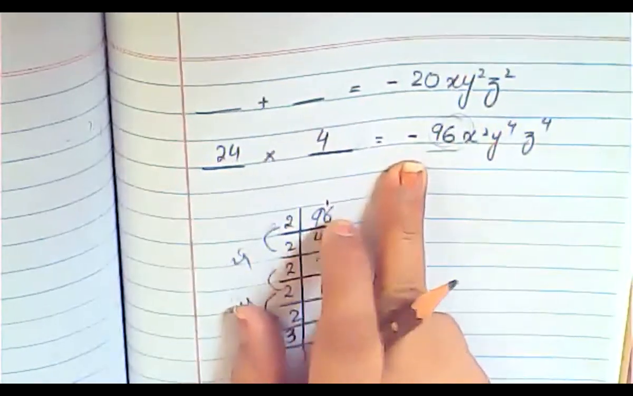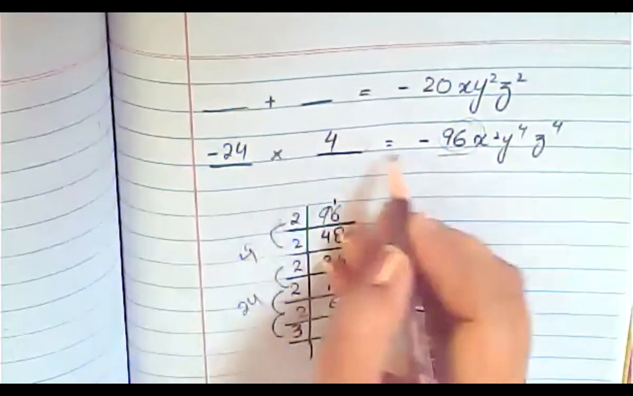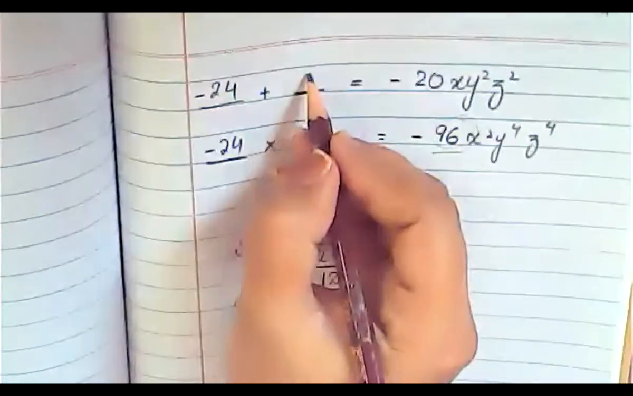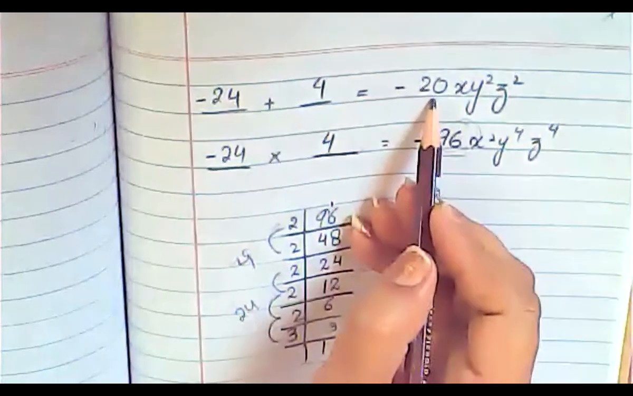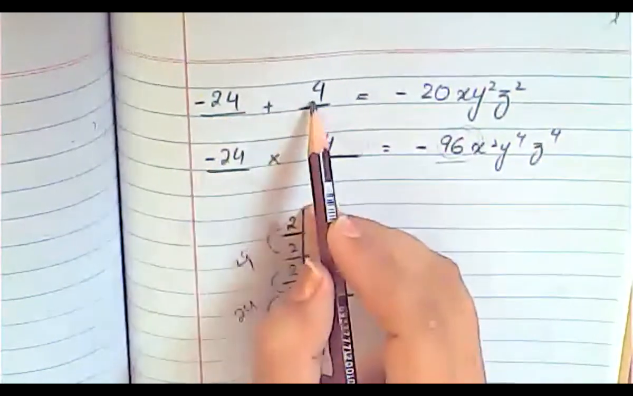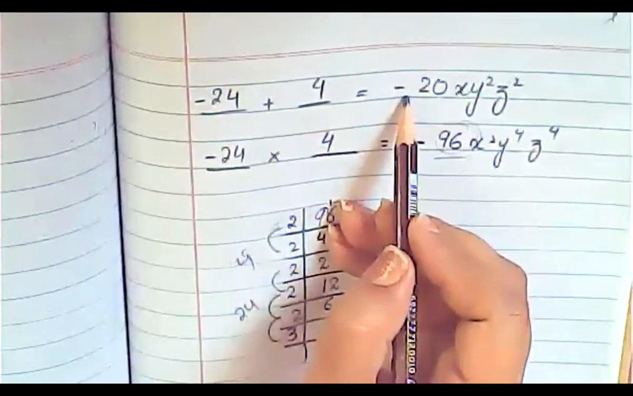What do you require? Minus sign. So you will take here minus 24 and 4, so it will be minus 28. Now you are going to write here minus 24 plus 4. Minus plus will be minus, so you will get here minus 20. Minus plus minus: 24 minus 4 will be 20, and 24 is greater, so you will write here minus sign.